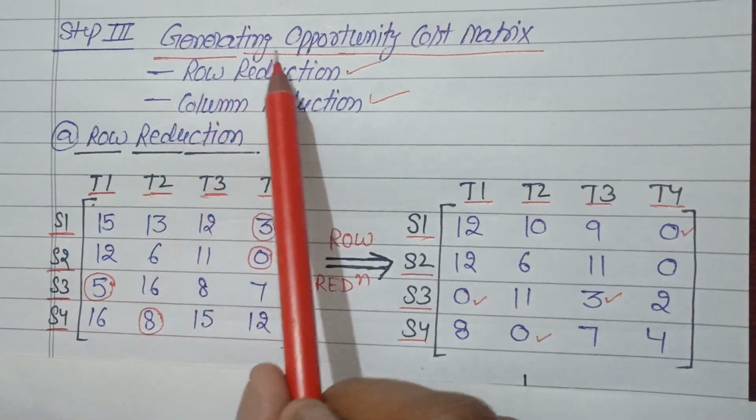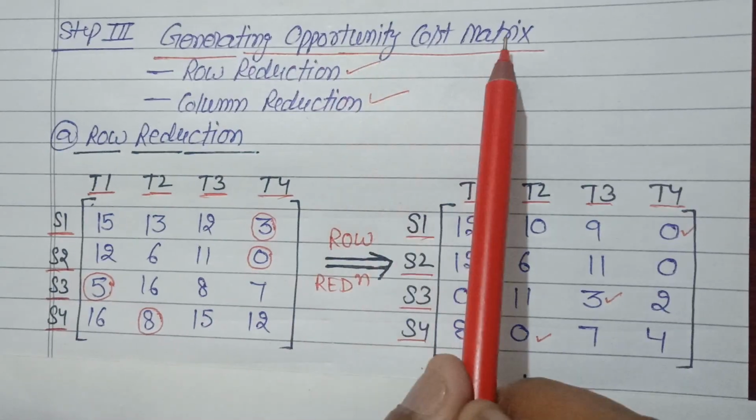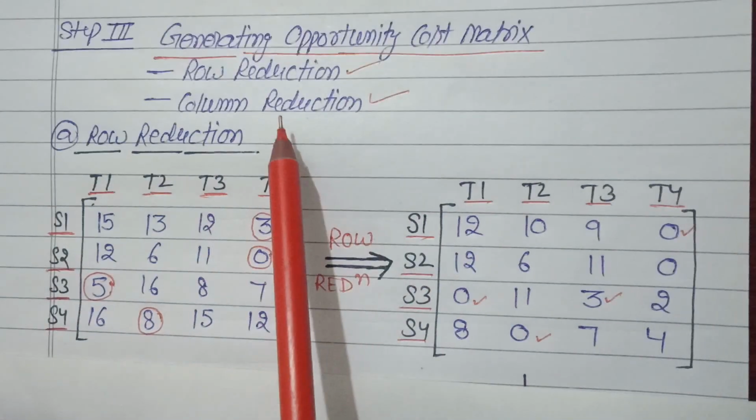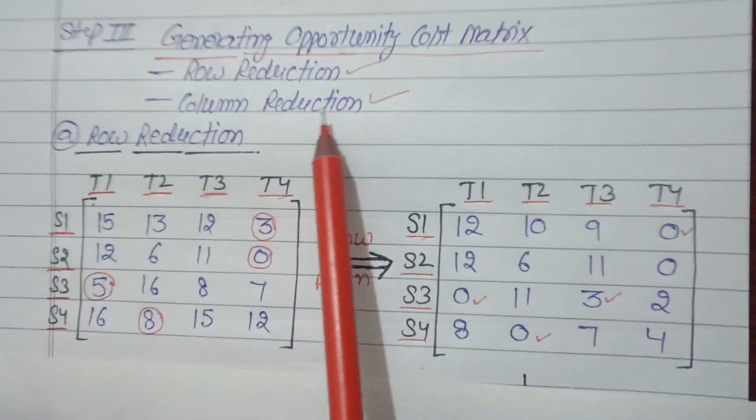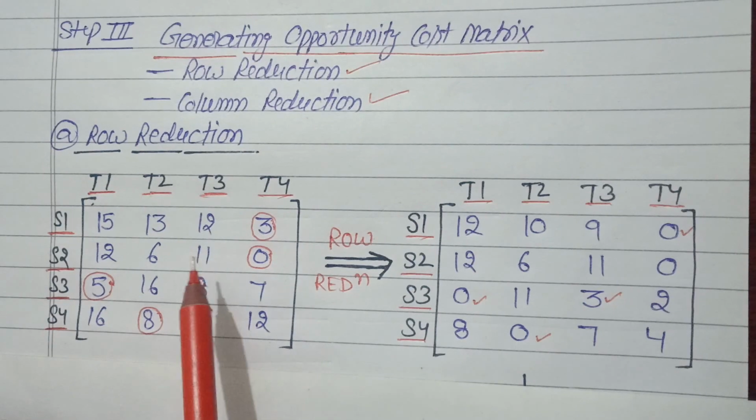The next step is generating the opportunity cost matrix. For generating the opportunity cost matrix, we have to perform two operations. First one is the row reduction, second is the column reduction. Now we will perform the row reduction.